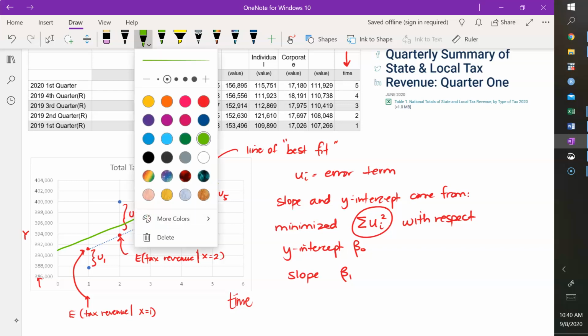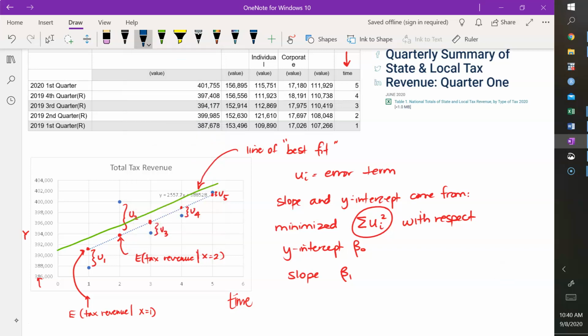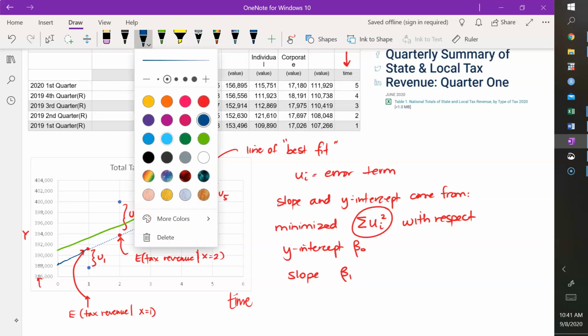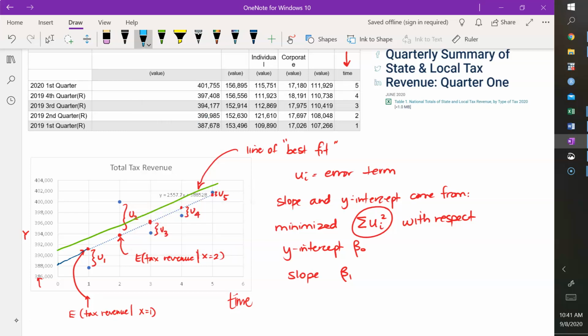Or alternatively, what if it's the same y-intercept but a different slope? So maybe it starts around the same, here's where our y-intercept would be. What if it started there but was a little bit flatter? Well, if we used that line, did the same thing, found each error term, squared it, and added it up, it would be a larger value than the one that we have.